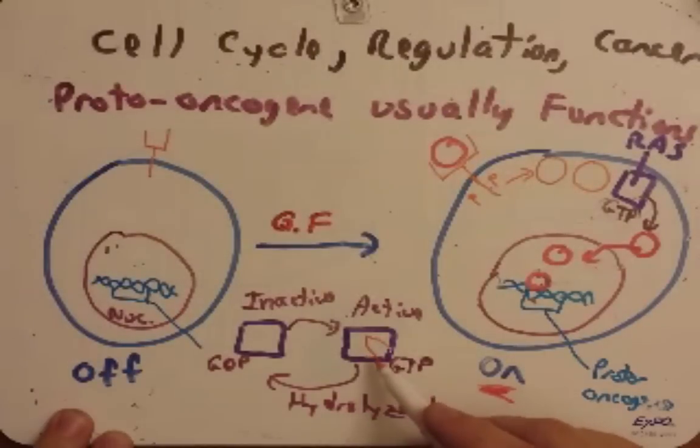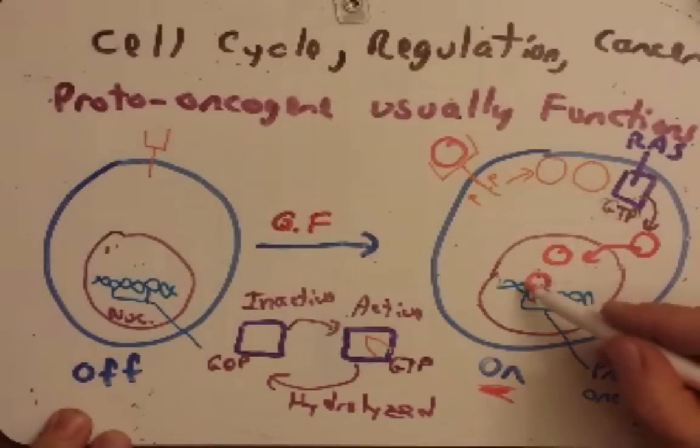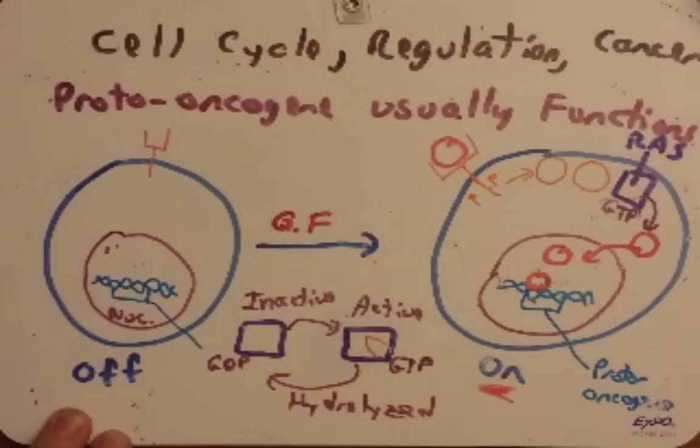Specific mutations can make it so that it always is bound to GTP, meaning that the GTP can never be hydrolyzed. And if the GTP can never be hydrolyzed, RAS is always active. As long as RAS is always active, it's always going to turn on this transcription factor, and then this transcription factor is always going to turn on this proto-oncogene, and the cell cycle is always going to be on and making new cells. Again, a mutation in this GTP active site, where GTP binds, prevents it from being hydrolyzed.